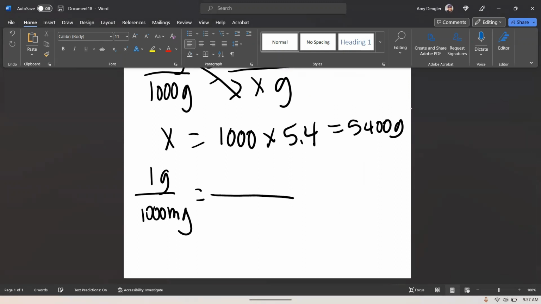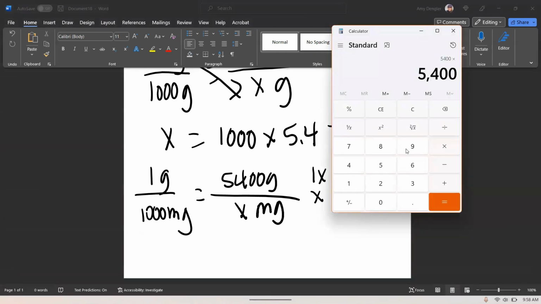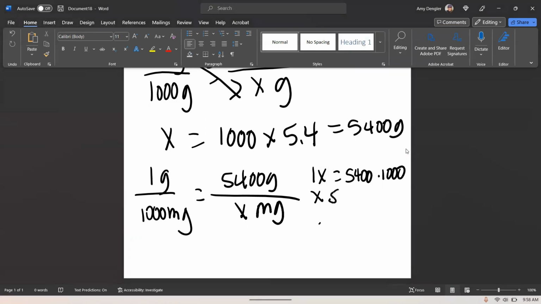5,400 grams to milligrams. So we'll just place our grams up here. How many milligrams is that? So this again will become 1x, which is just x, equals 5,400 times 1,000. So x is equal to 5,400 times 1,000, which is 5,400,000 milligrams.